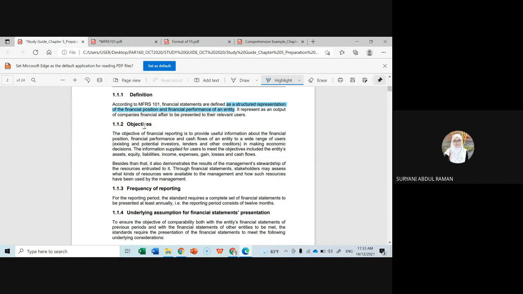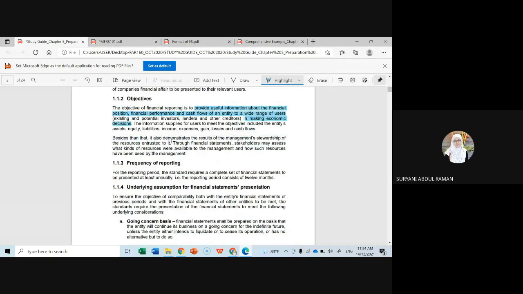So what is the objective? It is to provide useful information on the financial position, financial performance, and cash flow of an entity to a wide range of users to help them in making economic decisions. So these are the main objectives of preparing the financial statements, related back to the definition. These are the components that we want to show: the financial position, the performance, and also the flow of cash. To whom? To the users, such as the following users, to help them make economic decisions.